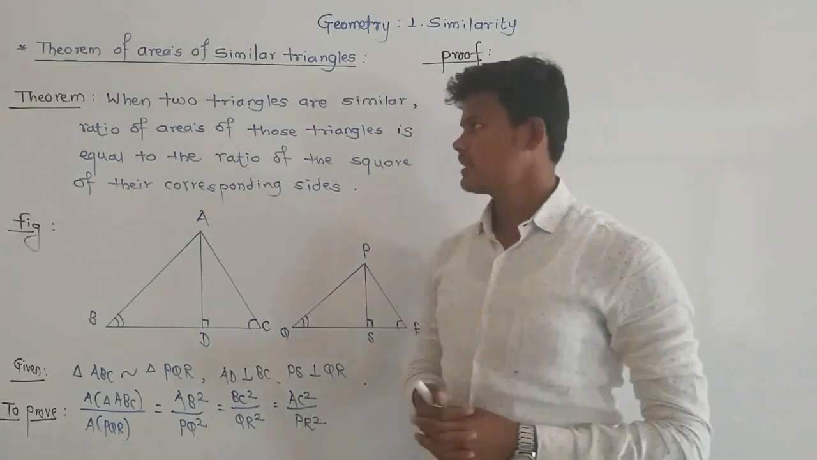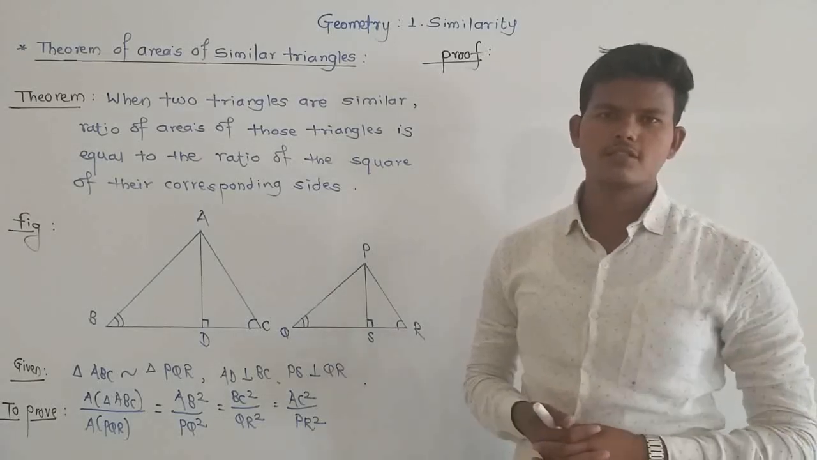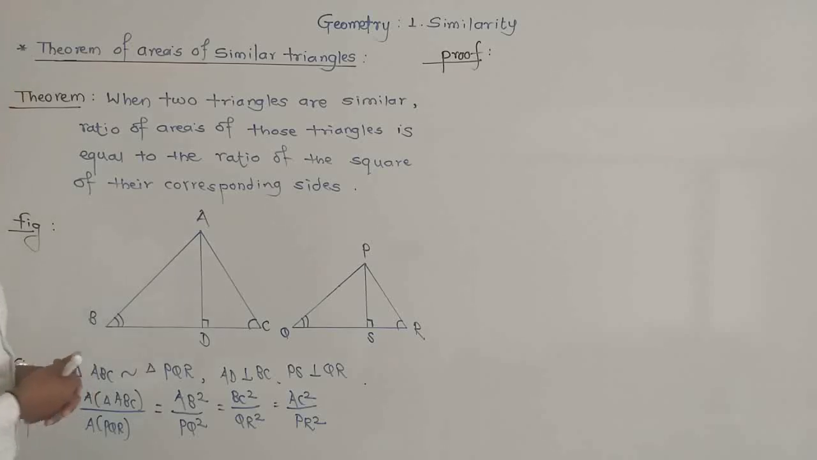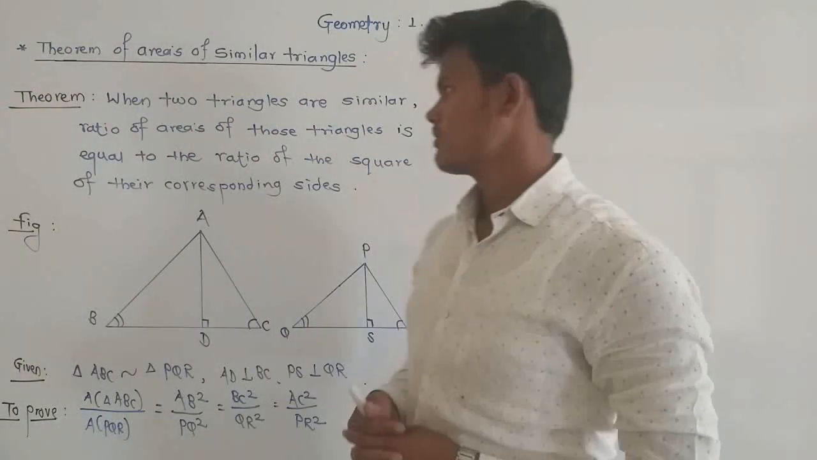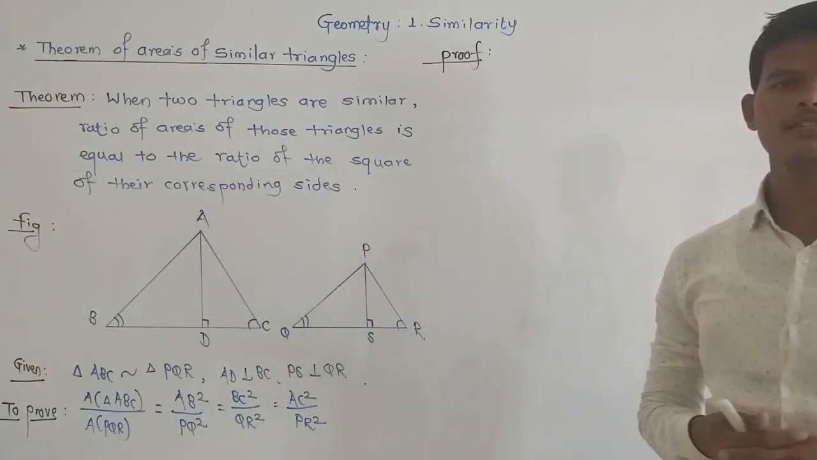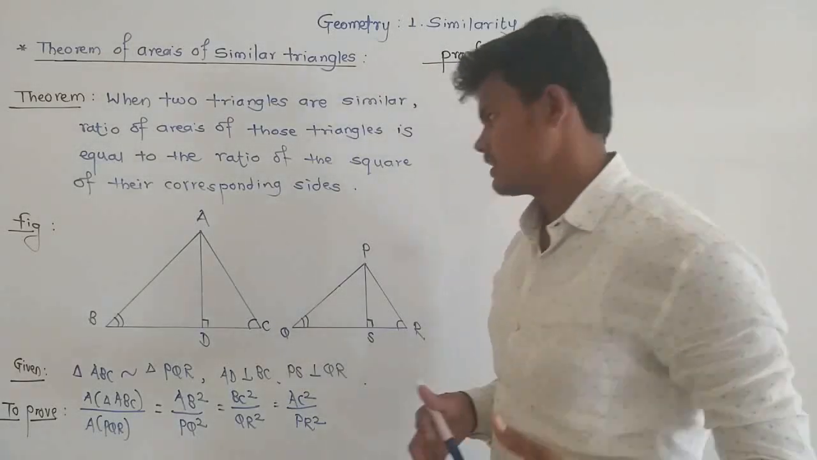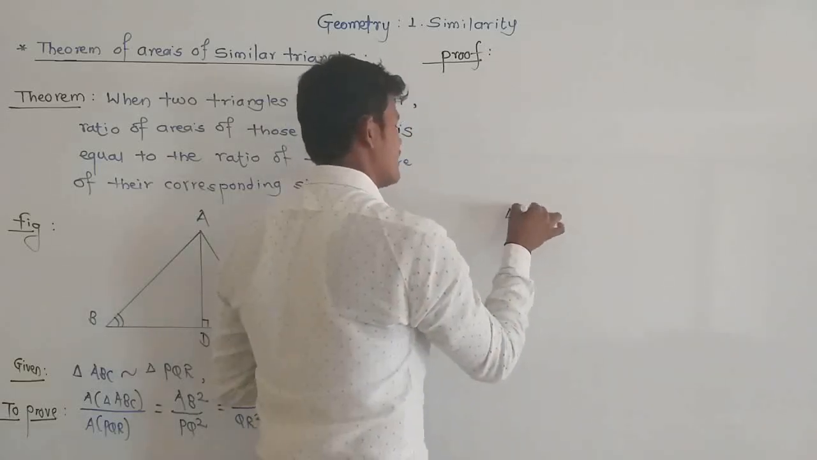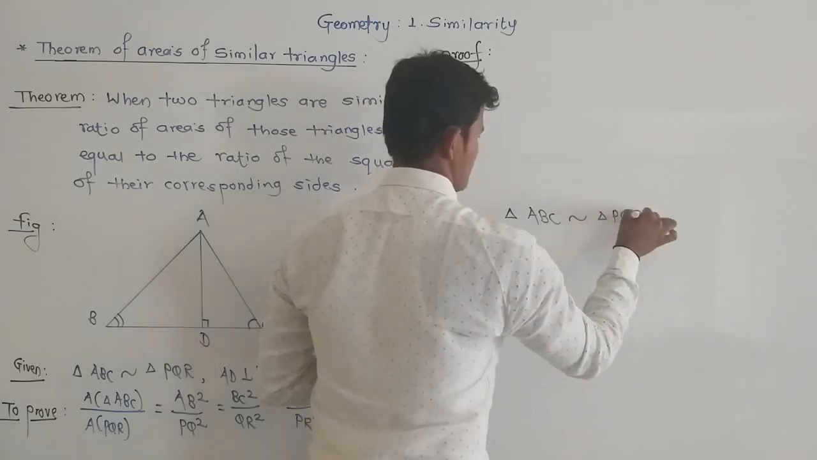So students, in today's lecture, we are going to start our next point, that is the theorem of areas of similar triangles. So what does the theorem of areas of similar triangles state? When two triangles are similar, then the ratio of areas of those triangles is equal to the ratio of the squares of their corresponding sides. For example, suppose triangle ABC is similar to triangle PQR.